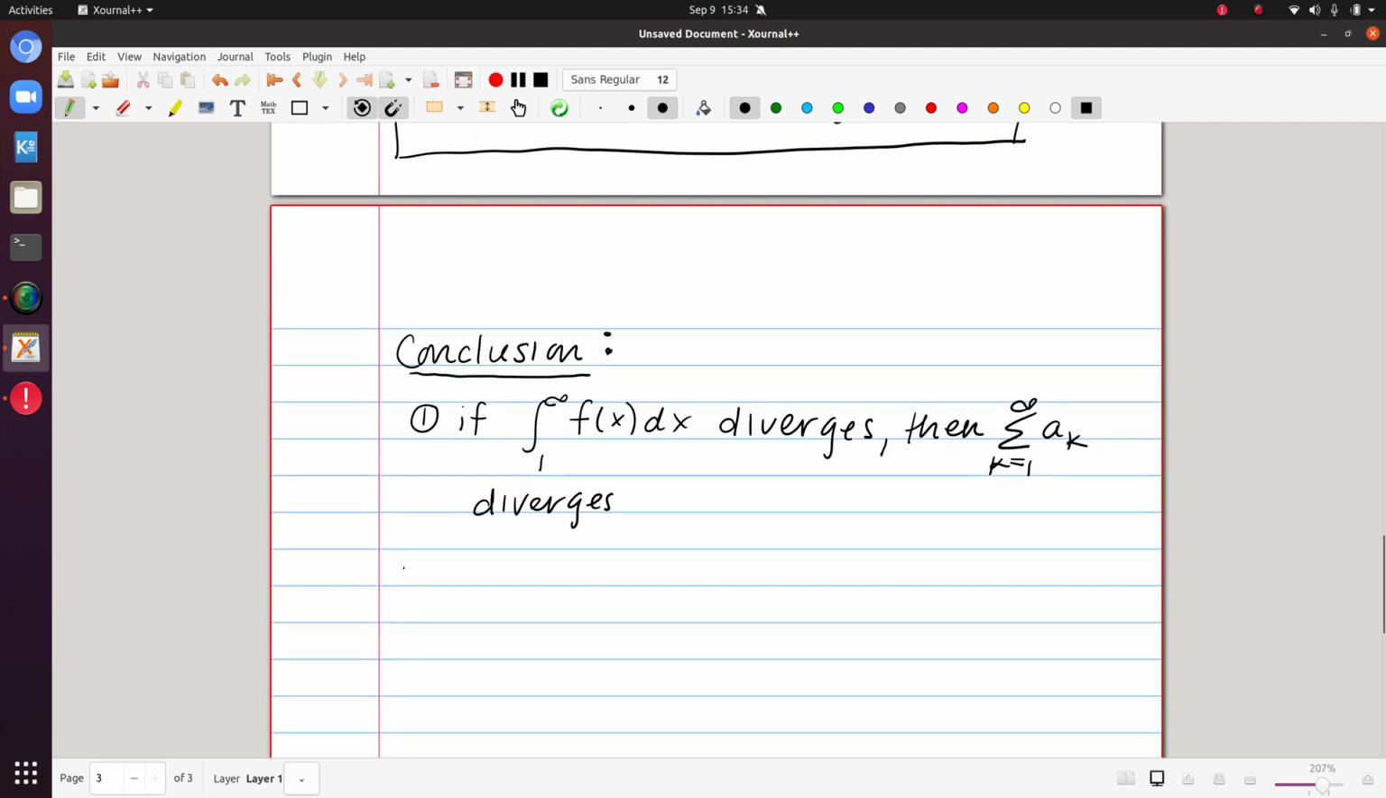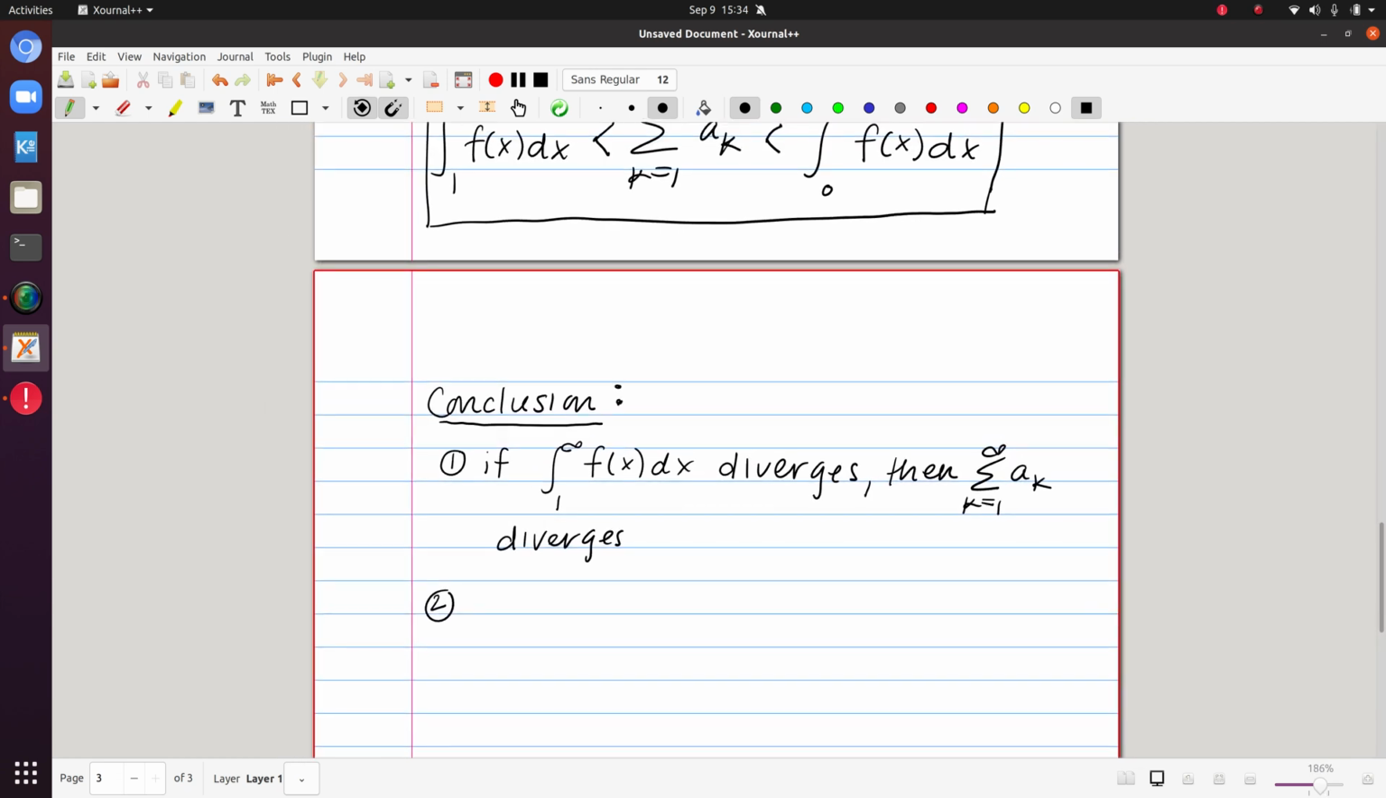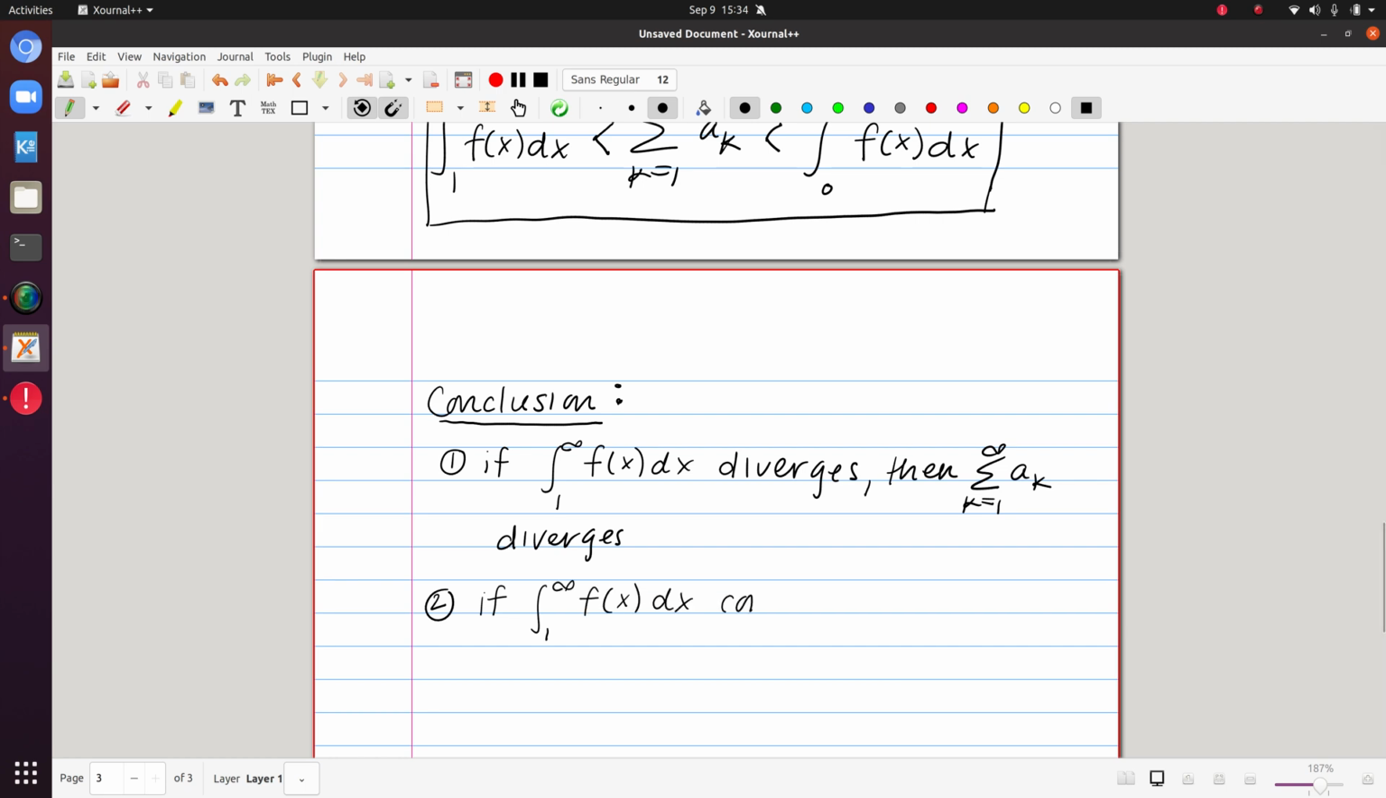The other direction turns out it's just as nice, but it's a little bit harder to see directly. I'll write it first: if the integral from 1 to infinity of f of x converges, then the sum from 1 to infinity of a sub k likewise converges.